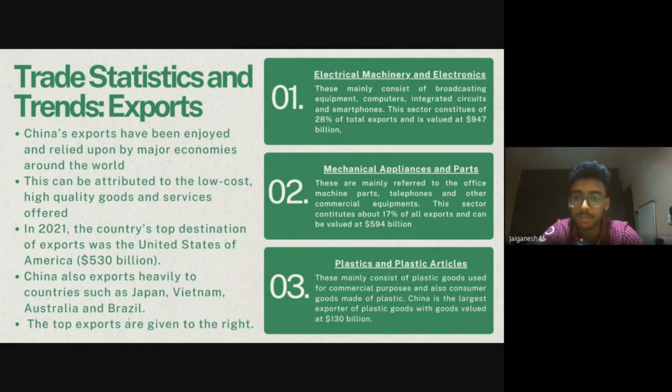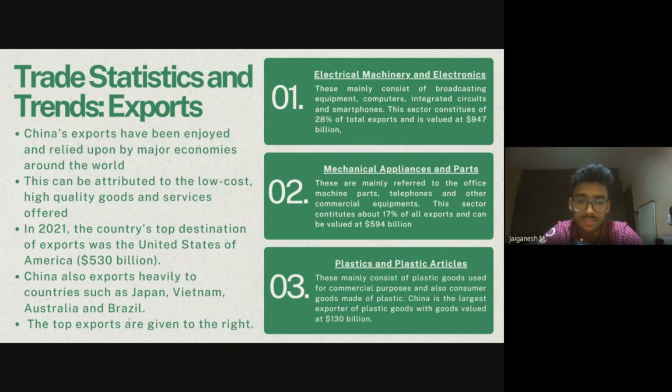The top three export categories are, first, electrical machinery and electronics, which consists of broadcasting equipment, computers, integrated circuits, and smartphones. This sector constitutes about 28% of the total exports and is valued at $947 billion. The second category is mechanical appliances and parts, which refers to office machine parts, telephones, and other commercial equipment. This sector constitutes about 17% of all exports and is valued at $594 billion.